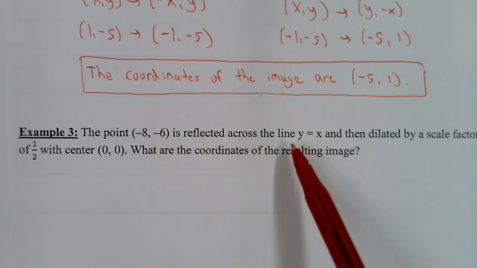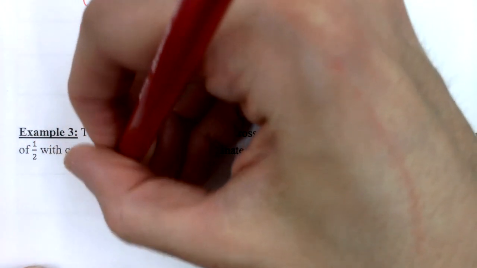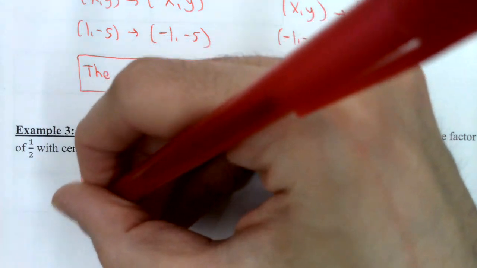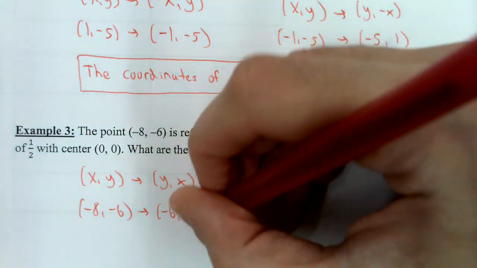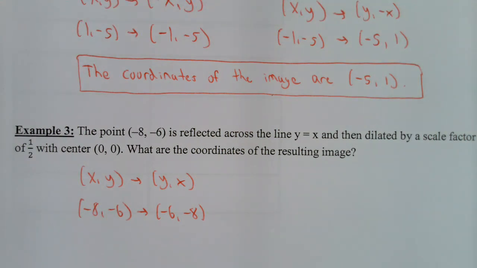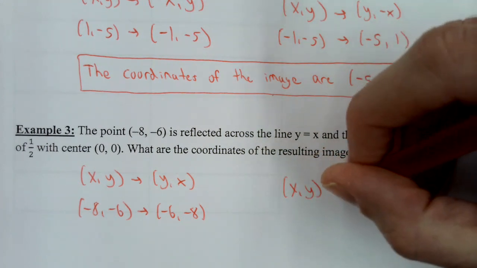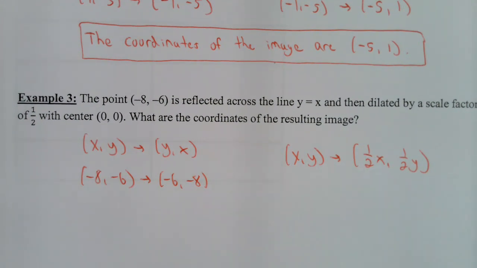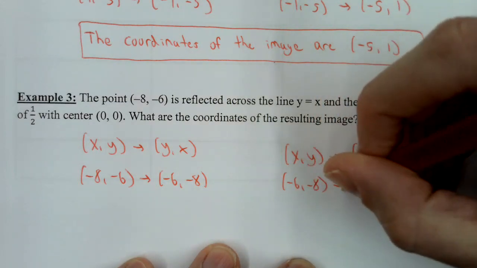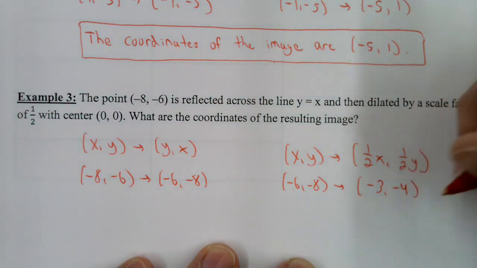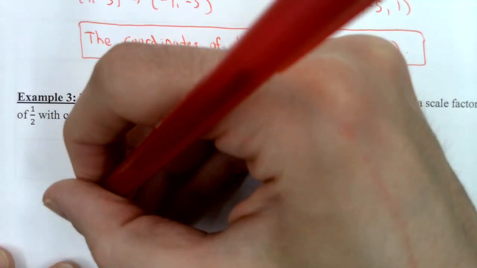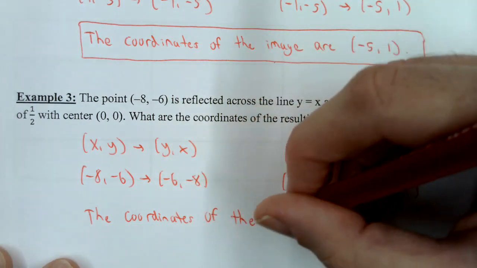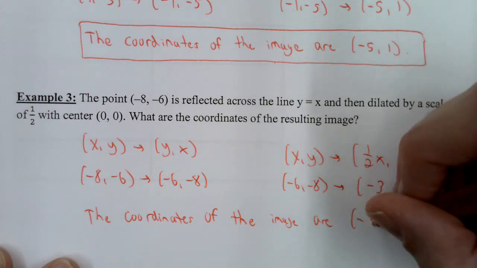First, it's reflected across the line y equals x. So that rule, (x, y) maps onto (y, x). So (-8, -6) is going to map onto (-6, -8). And then dilate it, scale factor of a half. So (x, y) maps onto (1/2 x, 1/2 y). And again, I'm taking this point, (-6, -8), and that maps onto (-3, -4). The coordinates of the image are (-3, -4).